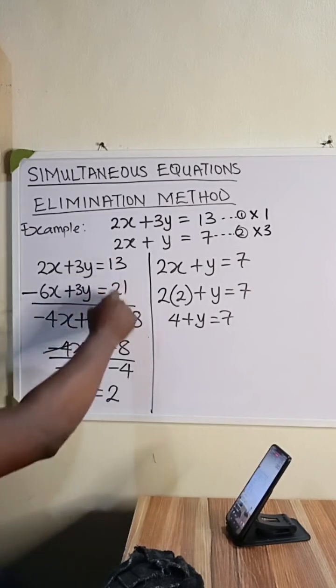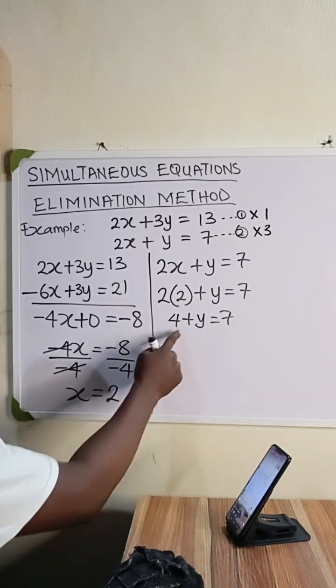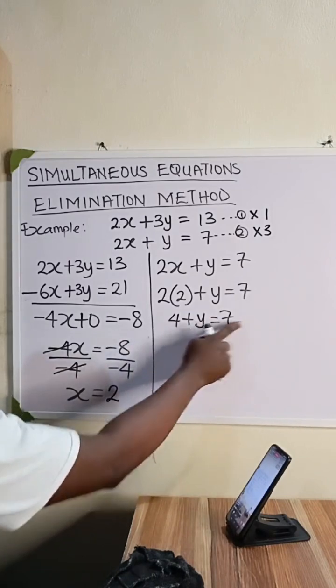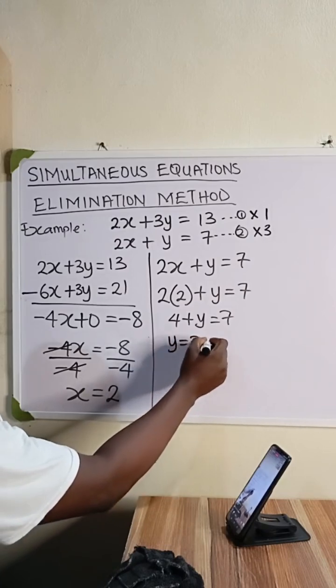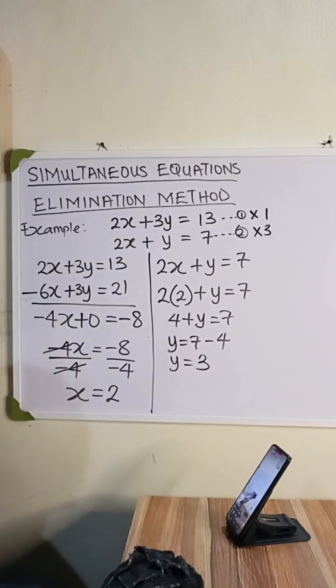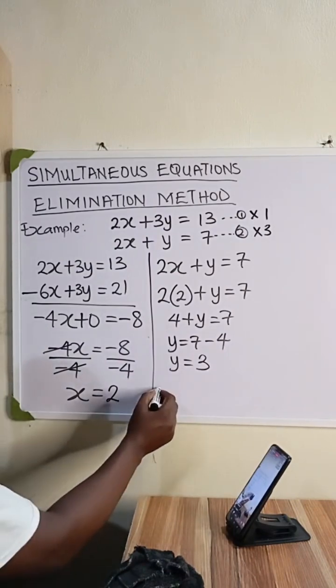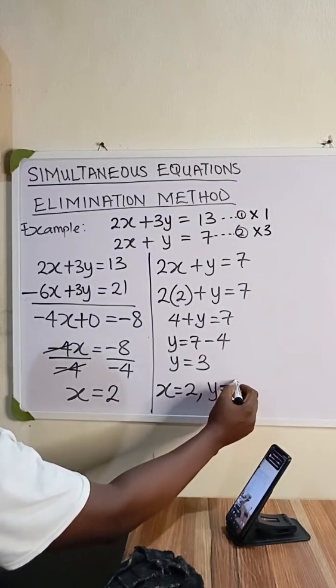Is there any confusion about this one? Yeah, if you minus 21 from 13, you're going to get minus 8. Okay, so we're going to move this 4 over to this side. This 4 has an invisible plus sign, so we have y is equal to 7 minus 4. 7 minus 4 is going to give us 3. This means the value of y is equal to 3. So x is equal to 2, y is equal to 3.